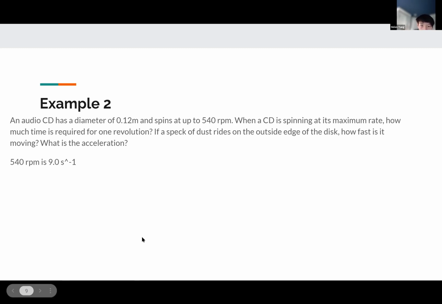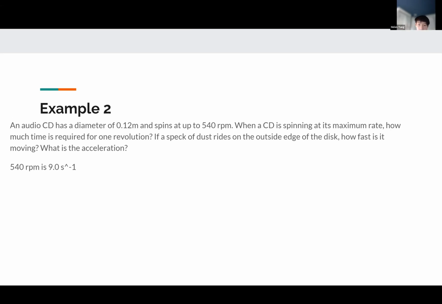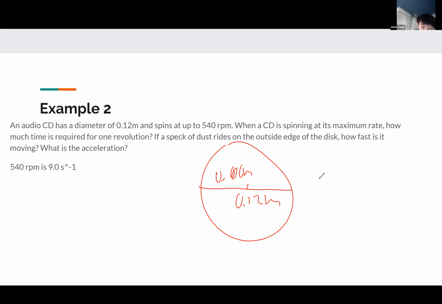Okay, so for this question, it says an audio CD has a diameter of 0.12 meters and spins up to 540 RPM. When the CD is spinning at its maximum rate, how much time is required for one revolution? If a speck of dust rides on the outside edge of the disk, how fast is it moving? What is the acceleration? So if an audio CD has a diameter of 0.12 meters, then the radius is 0.06 meters. And I wrote here that the 540 RPM is also just 9.0 s to the negative 1.